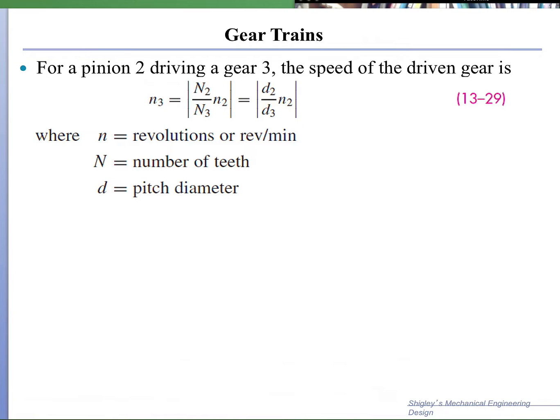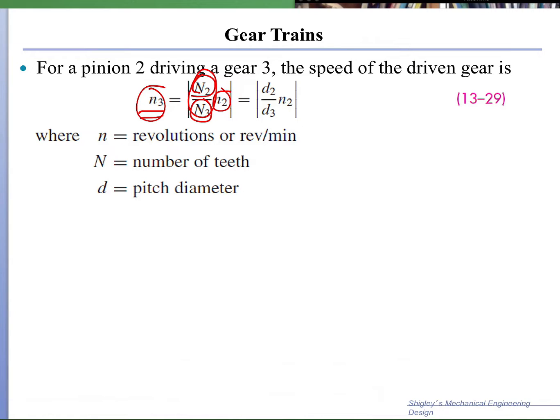So if we have a 2-stage gear process, then n3 will be equal to capital N2 over N3, this is the gear ratio, times the RPM of the driver itself.